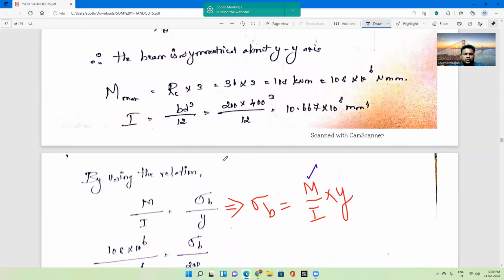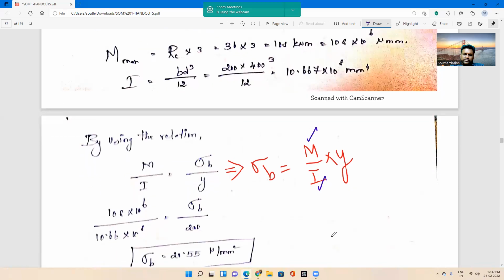So 200 into 400 cube divided by 12. So the moment of inertia value will be 10.667 into 10 power 8 mm power 4. So the moment of inertia value has been calculated. Next will be the depth value. Depth, that is y, equal to D by 2. D will be 400, so half of 400 will be 200 mm.